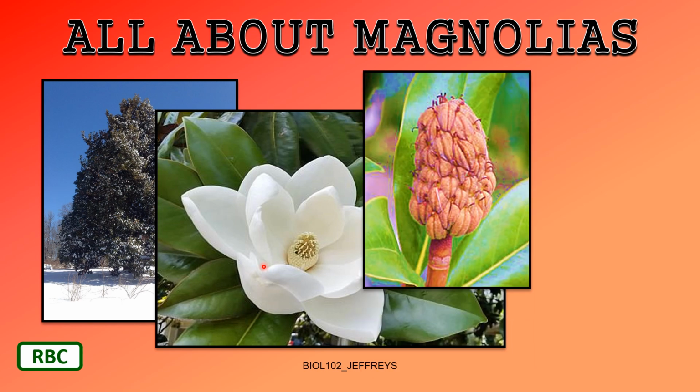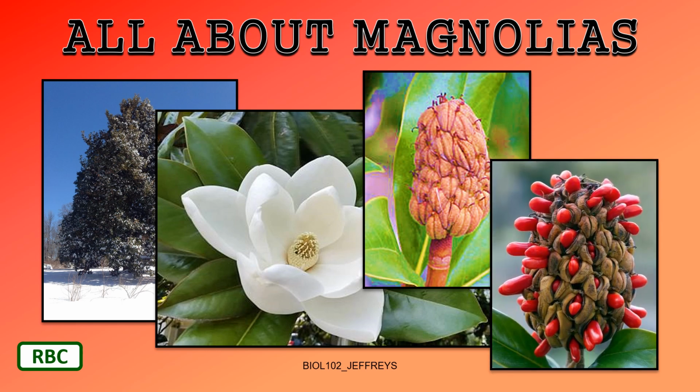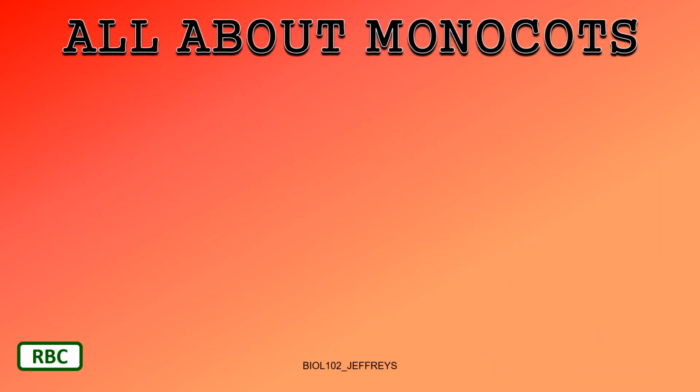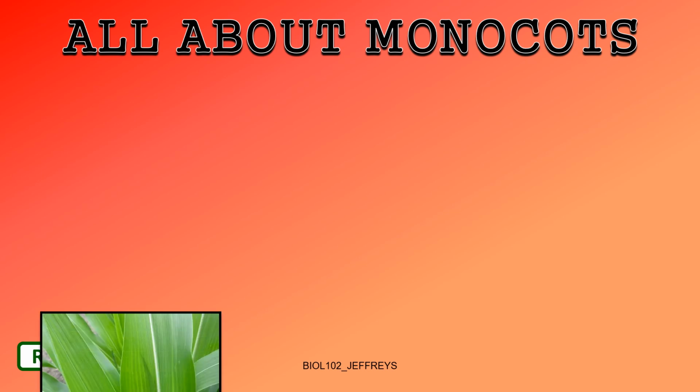But they also produce flowers, so that's the angiosperm part, but they also produce cones, and that's the gymnosperm part. And if you're familiar with magnolias, you've seen these cones, and as seeds develop, you'll see them pop out as these red seeds all over the place, like that. All right, that's magnolias. These are your archaic angiosperms. Now, all about monocots.